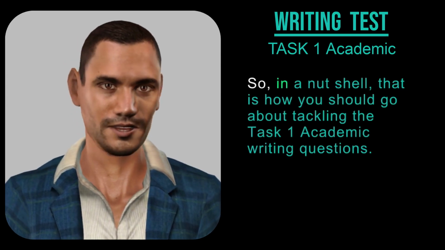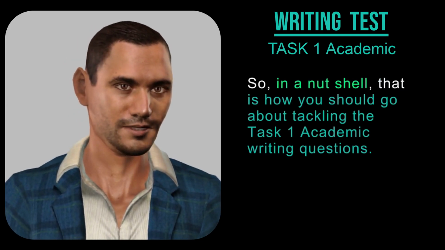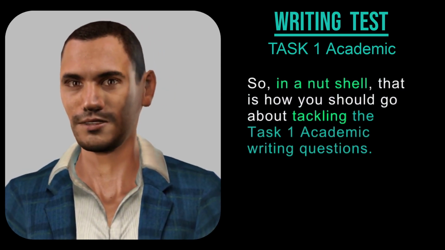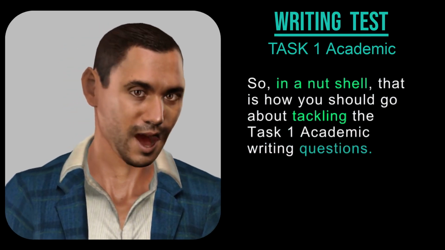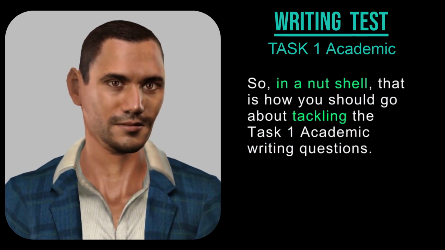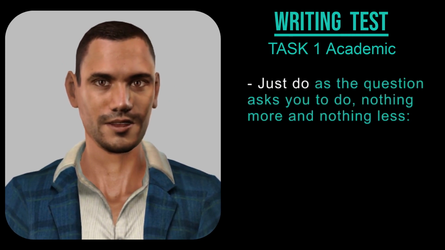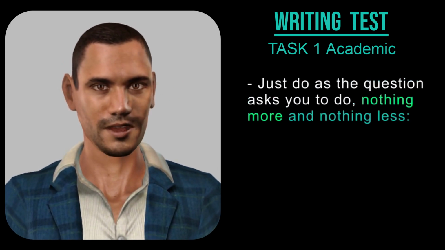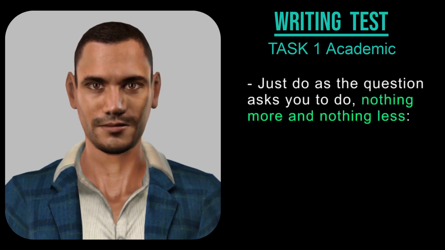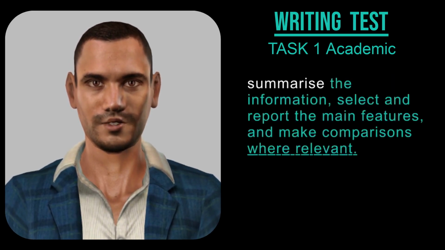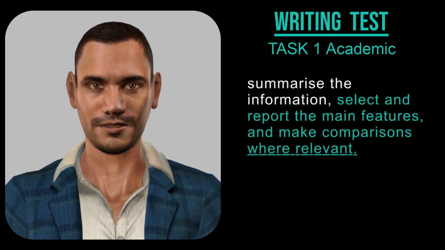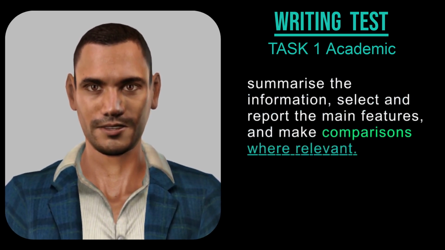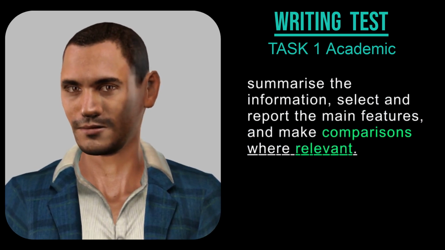So, in a nutshell, that is how you should go about tackling the task 1, academic writing questions. Just do as the question asks you to do. Nothing more, and nothing less. Summarize the information. Select and report the main features. And make comparisons where relevant.